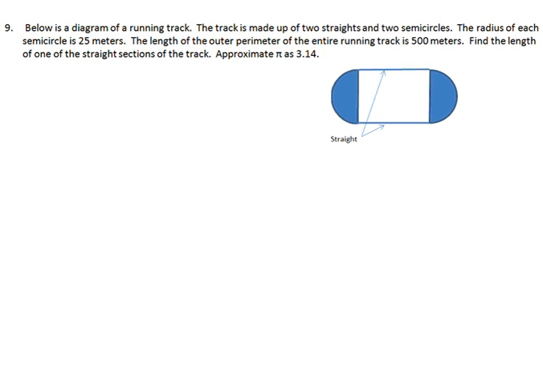Next, on number 9, we have a running track, and it's made up of 2 straights and 2 semicircles. We need to find the length of each of the straight sections, given that the entire running track is 500 meters. We're going to start by finding the distance around just the curved parts. And with those curved parts, when we put them together, we actually get a full circle. And so for the part that I just labeled in red, we can use our circumference formula. So circumference is 2 times pi times radius.